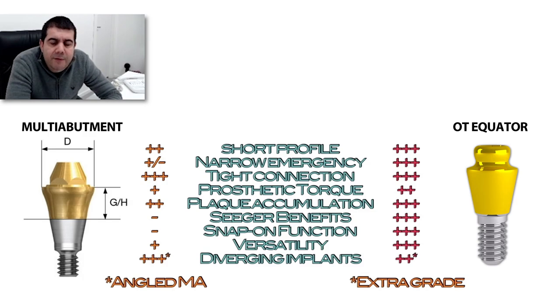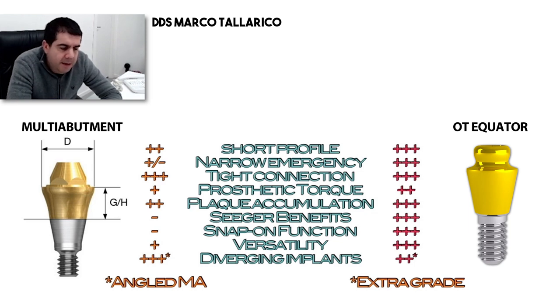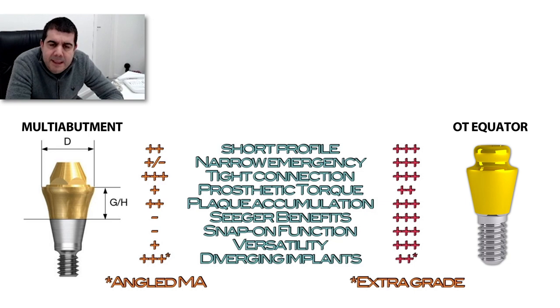Narrow emergency. Narrow emergency here means the diameter. The narrow emergency diameter of the OT Equator abutment results to be a perfect match with the implant platform, providing an ideal solution in platform switching.